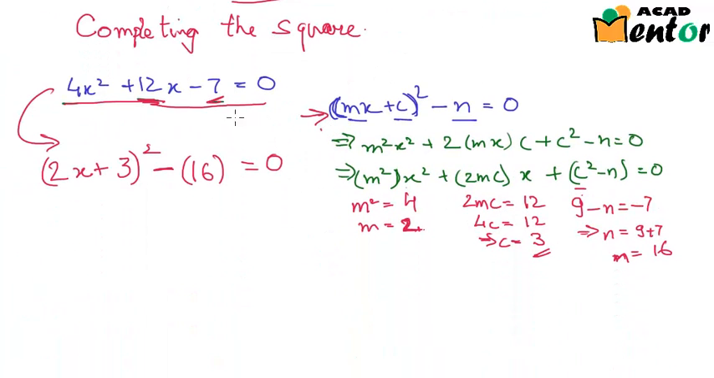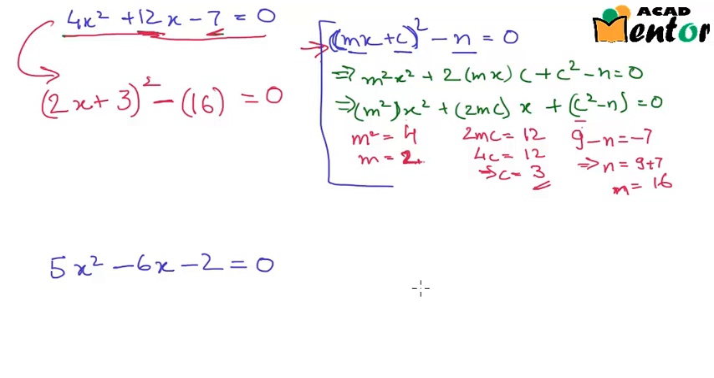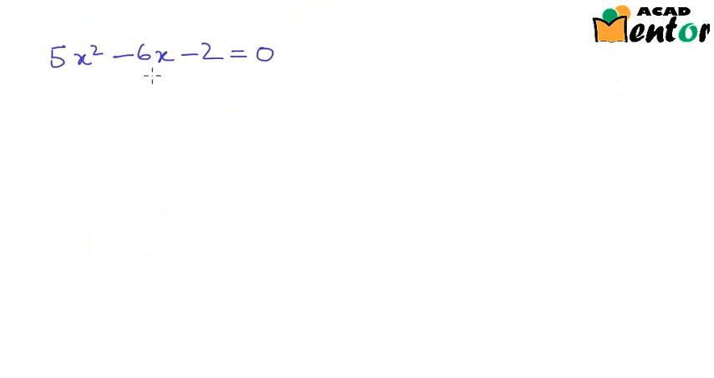Now this is the completing the square method. We'll look at another example to make it easier for us to understand. And this time we won't be using this. This is just for our reference. We'll do it mentally. So let me write the equation. The equation is 5x square minus 6x minus 2 is equal to 0. Now this is the equation that is given to us.